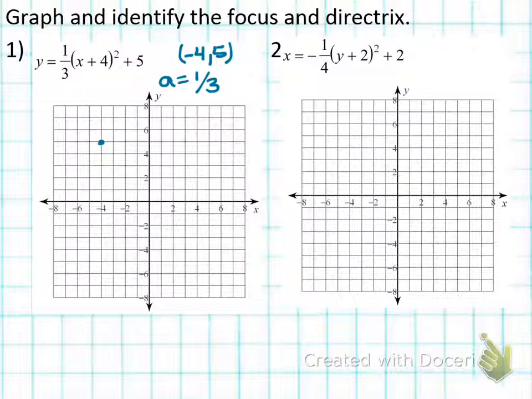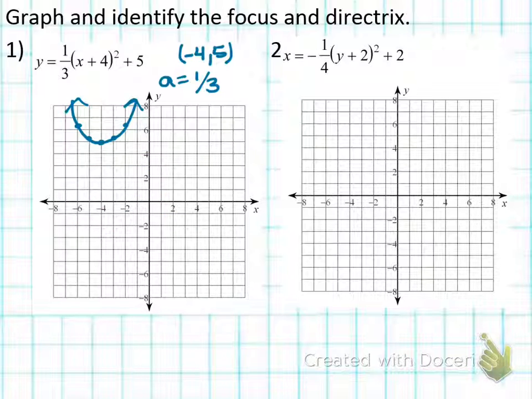Negative 4, 5 is the vertex. If I go right or left 1, I'm going to go up 1/3. If I go right or left 2, I'll go up 4/3. So these are my 5 points. This is what the curve would look like. My focus is going to be somewhere inside the parabola, somewhere up here. And then the directrix will be somewhere below, some sort of a line down there.